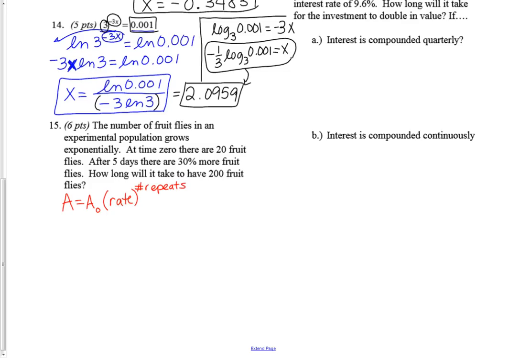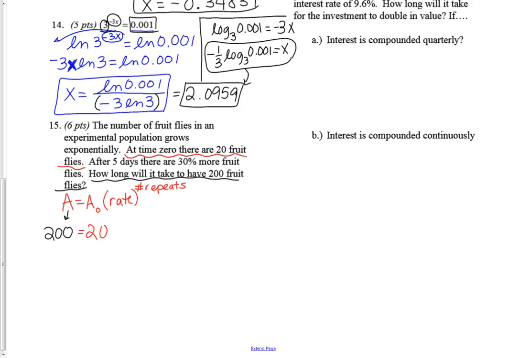So let's look at what we have here. At time 0, there are 20 fruit flies, so that means my a sub 0 is 20. I want to know how long it will take to have 200 fruit flies. That means my amount at the end is going to be equal to 200. And those are the two amounts of fruit flies that I have.